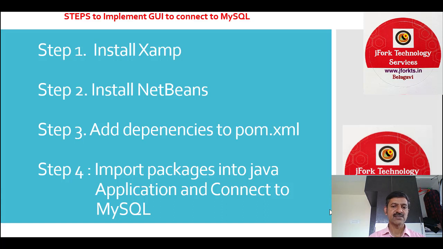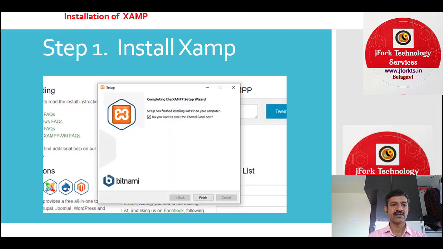Then import the packages that are needed in the Java application and start connecting to the database. So these are the four important steps that we need to follow. And once this is done, we can get on to extracting the data and also displaying it in the way we want. So the first step: install XAMPP.